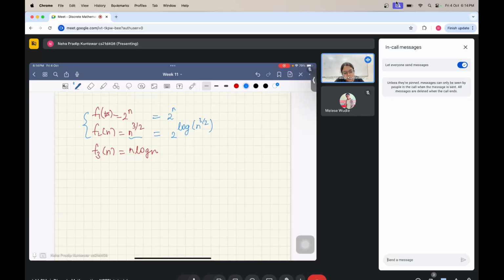Now we will compare. We know the base is the same, the base is 2 for both of them, so we'll look at the exponent. Whichever is larger will be the bigger function. So this is 2 to the 3 over 2 log n. You're essentially comparing n versus 3 over 2 log n. Amongst these, which is larger? Is n larger, or is 3 over 2 log n larger?